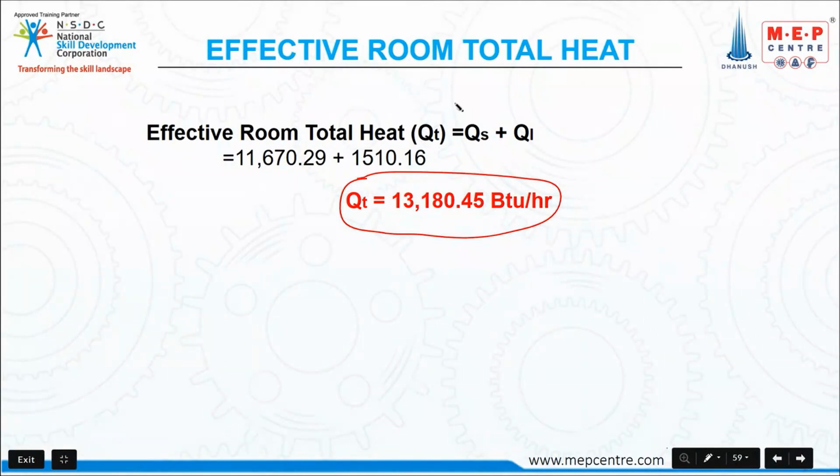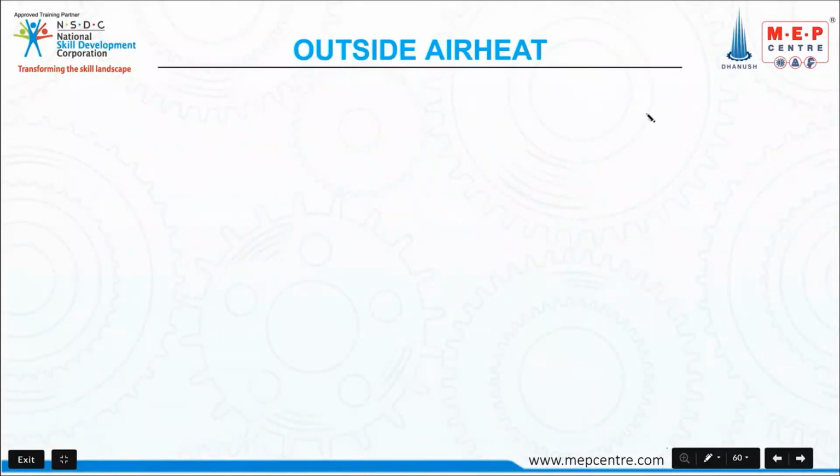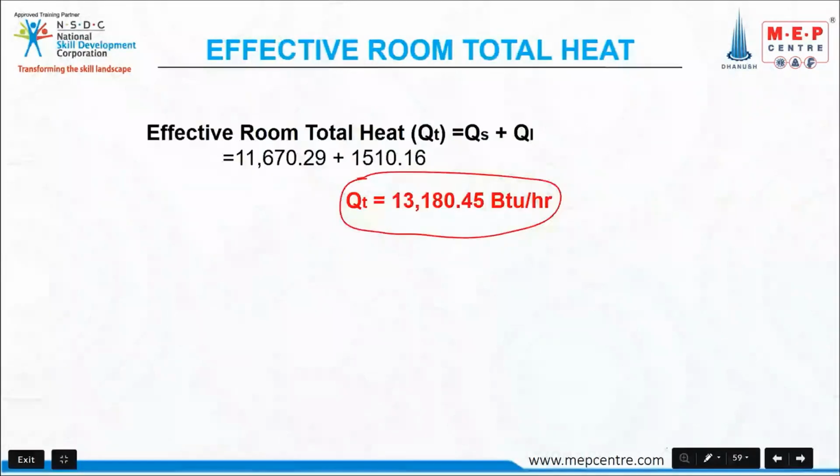Now from here we'll be defining the capacity of the machine. To define the machine capacity, first we have to define something. What do we have to define? Here we have taken bypass factor plus contact factor is equal to 1. So I'll come back here and explain to you.